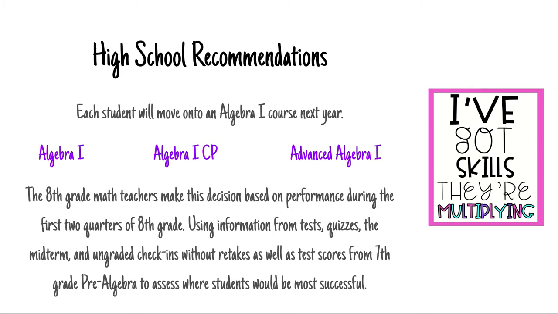So the indicators we use are a large amount of what they've done in the first 2 marking periods in 8th grade. The recommendations are made at the end of the 2nd quarter. So we'll use test and quiz grades and the midterm from 8th grade, as well as some ungraded check-ins that we might be giving throughout the year. We'll make sure they still know their understanding of fractions and decimals and percents.